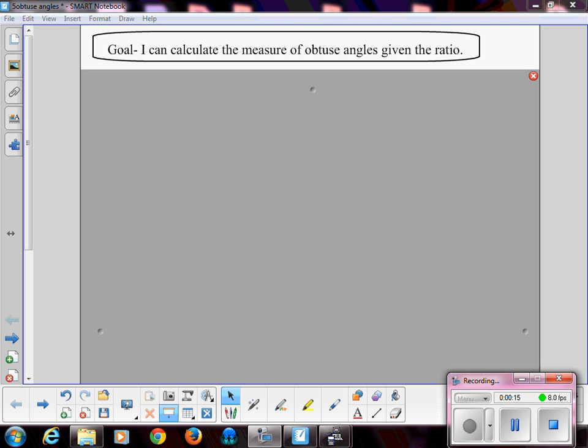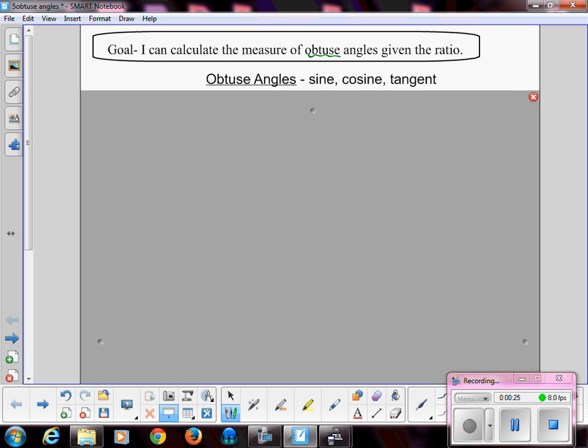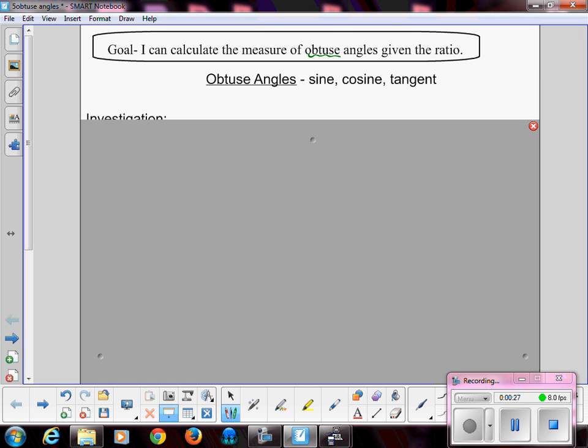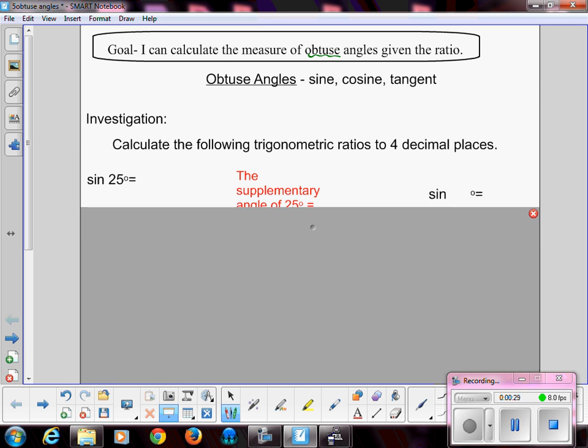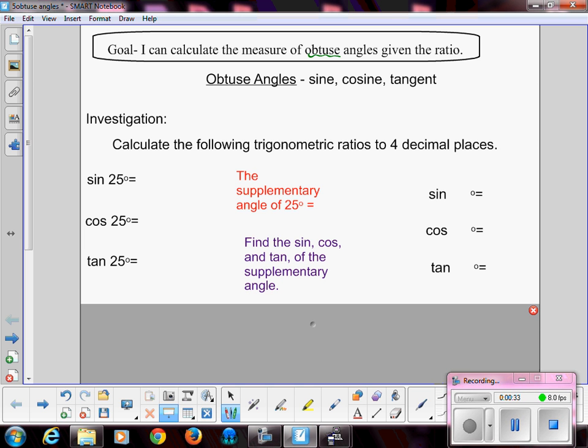So far, what we've really been dealing with are acute angles, so angles less than 90 for the most part. But now, if we have the ratio, we want to figure out obtuse angles for sine, cosine, and tan. So we're going to do a little investigation together on the smartboard. Obviously I'm going to be doing it for you, but you should also have your calculator to see if you get the same thing that I do.